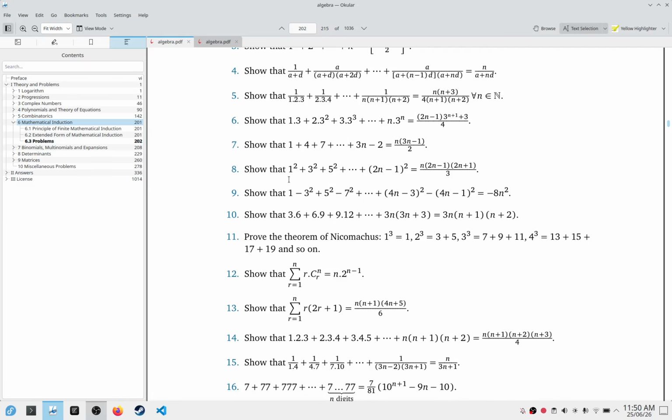Question 8 says show that 1 square plus 3 square plus 5 square up to 2n minus 1 whole square is equal to n times 2n minus 1 times 2n plus 1 by 3.